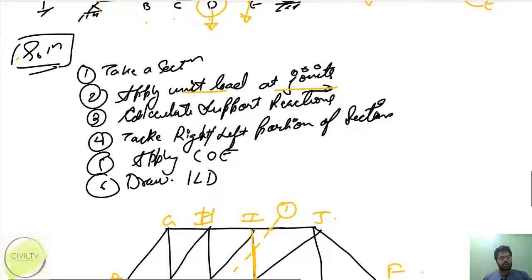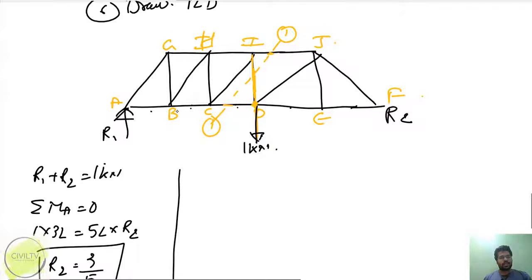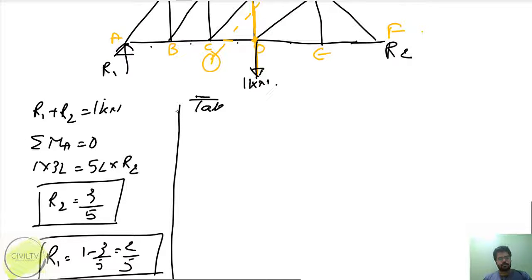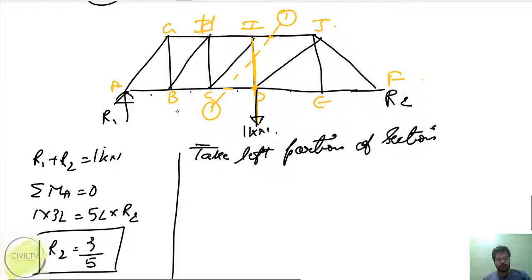So what is the next step? I've done this one and this one. Next is take right or left portion of this section. So this is the section. Let's take the left hand portion of this section. Let's draw the free body diagram of it. You can also take the right hand portion of the section, it doesn't matter. All right, so let's take the right hand portion only.